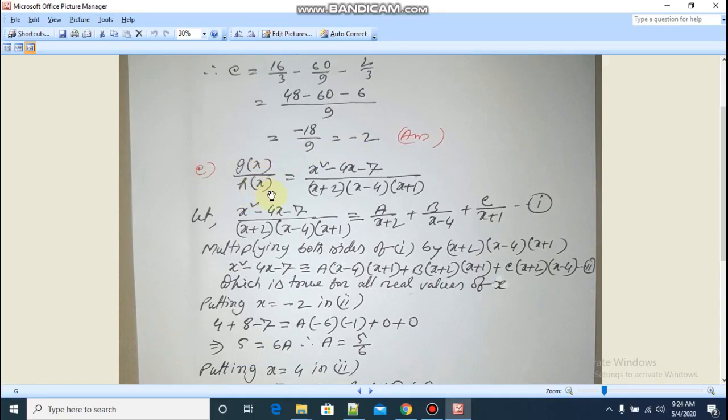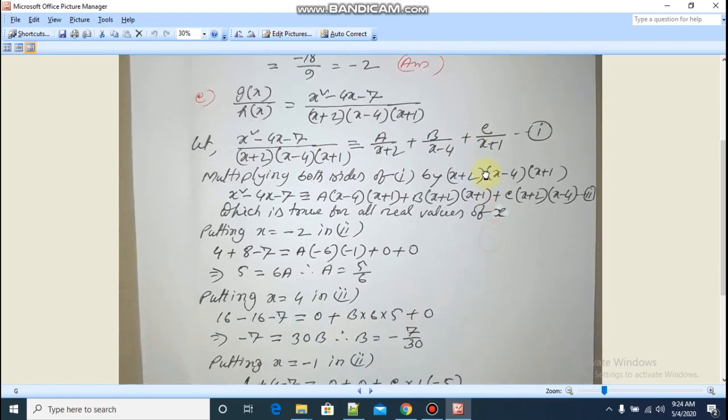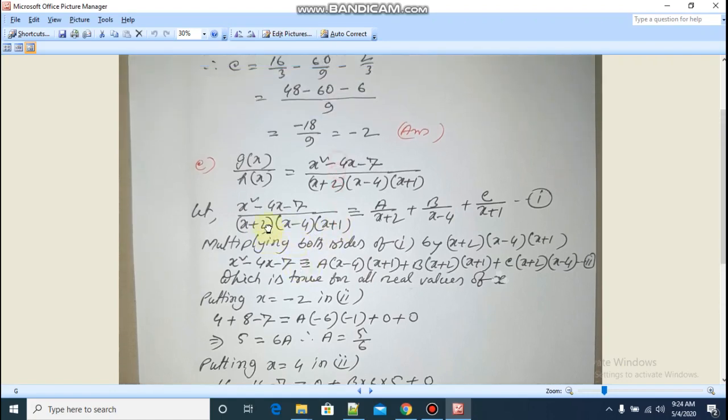Okay. Again, partial fraction. g(x) divided by h(x), x square minus 4x minus 7 divided by this. Normal factor, normal rule. Let this equal a divided by x plus 2, plus b divided by x minus 4, plus c divided by x plus 1. Multiplying both sides by this, we get this, which is true for all real values of x. That means it is an identity.